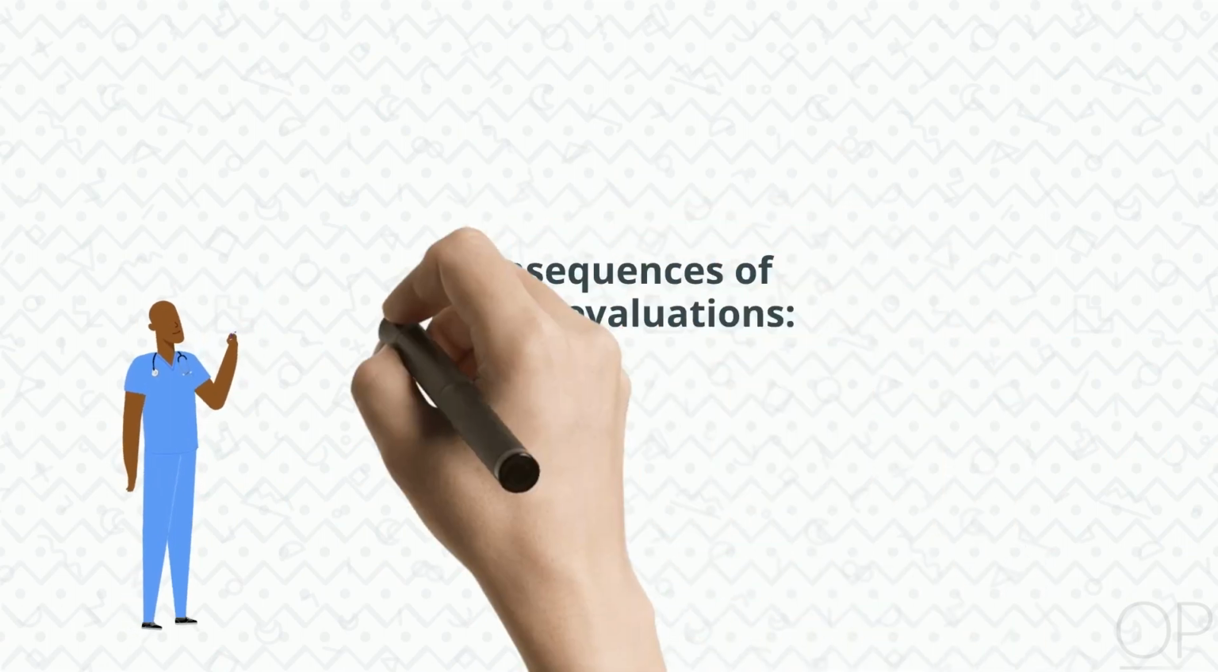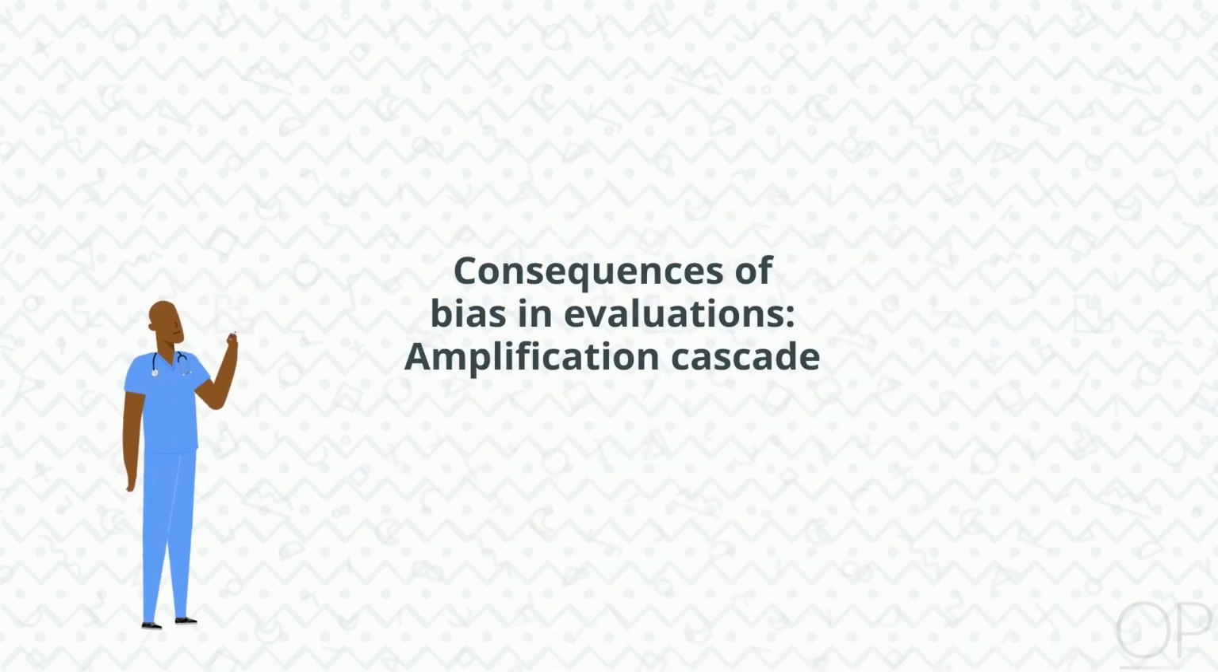These differences can lead to an amplification cascade, where small differences in assessed performance lead to larger differences in grades and a selection for awards, such as being selected for chief resident or getting one's top choice in fellowship.